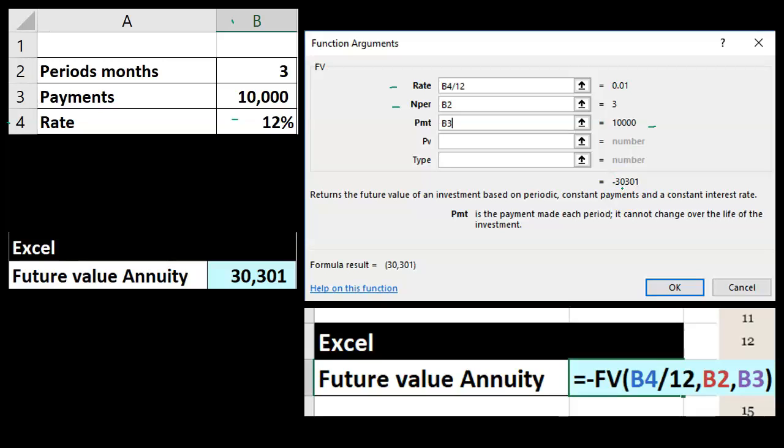It's a negative here. If we want to flip the sign, once we have generated the formula, we can put a negative in front of the function. That will flip the sign, in essence, taking that number and multiplying it times -1. So we have equals negative future value, and then we have B4, the rate, divided by 12, the number of periods, comma, and then B2. So within B2, we have the number of periods, which is going to be 3, and then comma, next argument, B3, which is the payment amount. This being an annuity, we have the payment, which is going to be the 10,000.